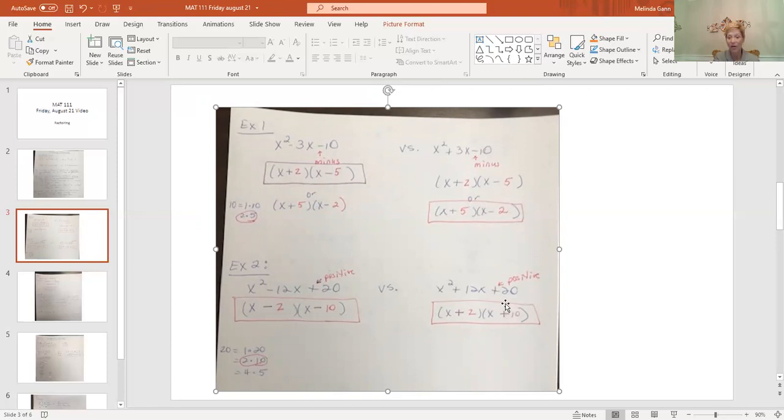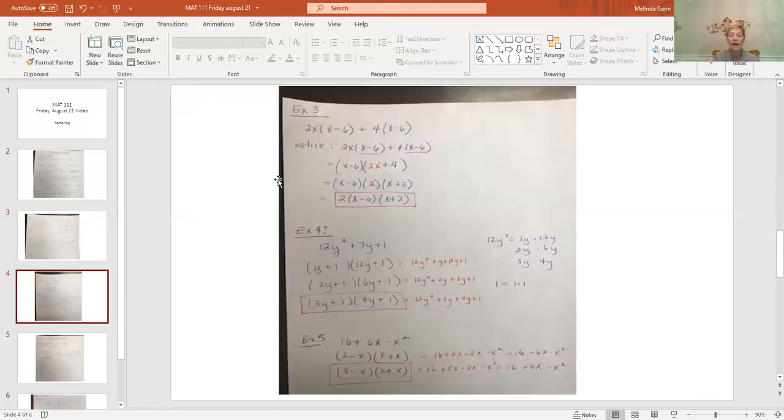Same thing over here. I knew I needed a pair that added to 12, so I had to use the 2 and the 10, but the reason there's a plus, remember, is I knew the signs matched because of that. I knew they had to both be positive. Okay, let's look at some more.